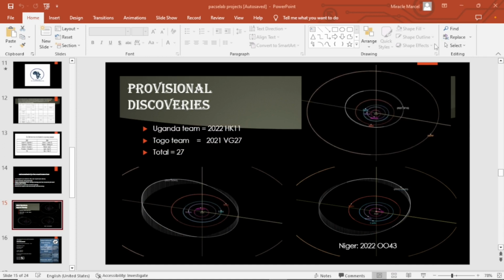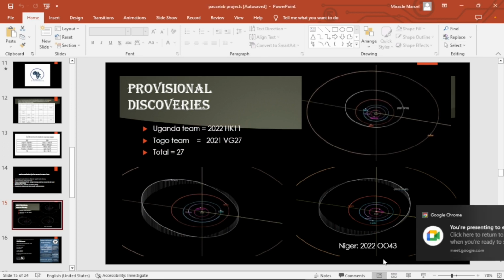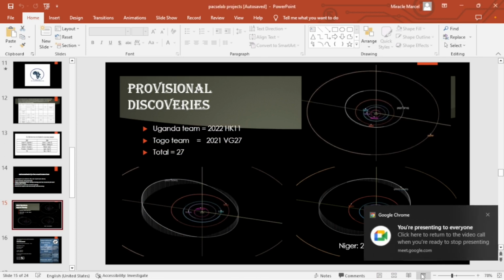That's good. So here are some of the asteroids that we have discovered so far.